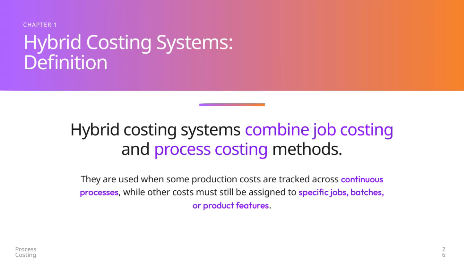Hybrid costing systems are an interesting mix because they combine two different approaches, job costing and process costing. This method is particularly useful when a company needs to track certain production costs continuously, like in a process, but still needs to assign other costs specifically to individual jobs, batches, or particular product features. Essentially, it's a way to capture the best of both worlds, allowing for detailed cost tracking without losing the broader view of ongoing production. This balance helps businesses get more accurate cost information, especially when their operations don't fit neatly into just one costing system.